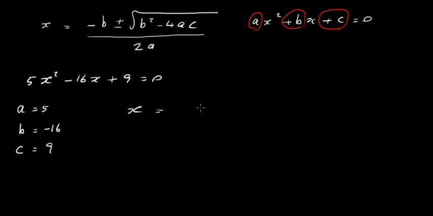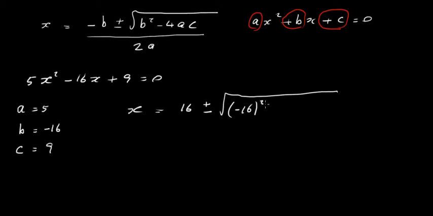So we know that x is going to be equal to minus b. So b is minus 16, so minus minus 16 is plus 16. We've got plus or minus, because remember we're going to end up with 2 answers here, plus or minus the square root of b squared. Put the b in brackets, so include the sign, minus 16, and square it.